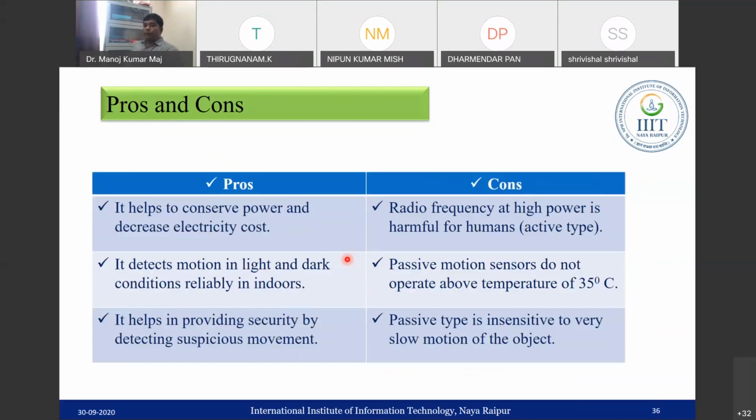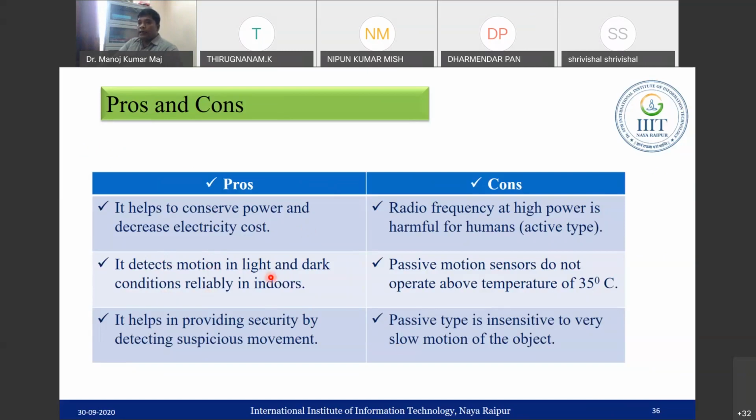And there are some pros and cons for the motion sensor. It can help to conserve power and decrease the electricity cost, because it works as an infrared type.